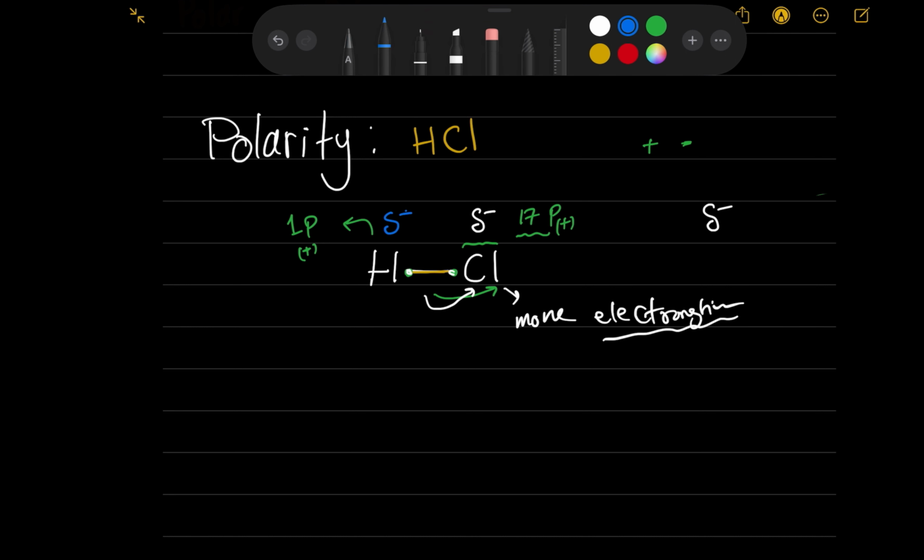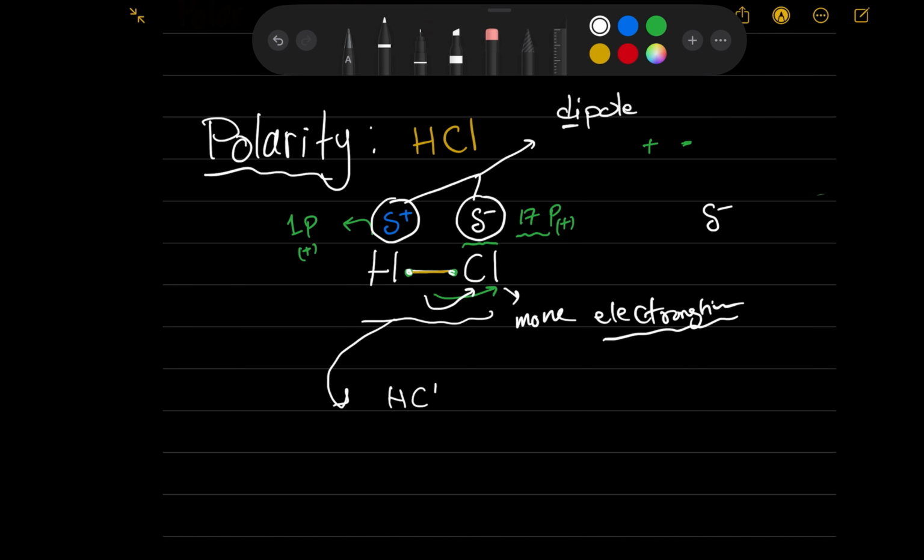And since you have partially positive and partially negative, then you will have a di, which means two pole. And that's why we have a dipole. Since you have negative and positive, this is a pole like south and north, okay? And di means two. And that's where polarity comes from. Since you have a partially positive and negative in your compound, at that point we can say that HCl is polar.